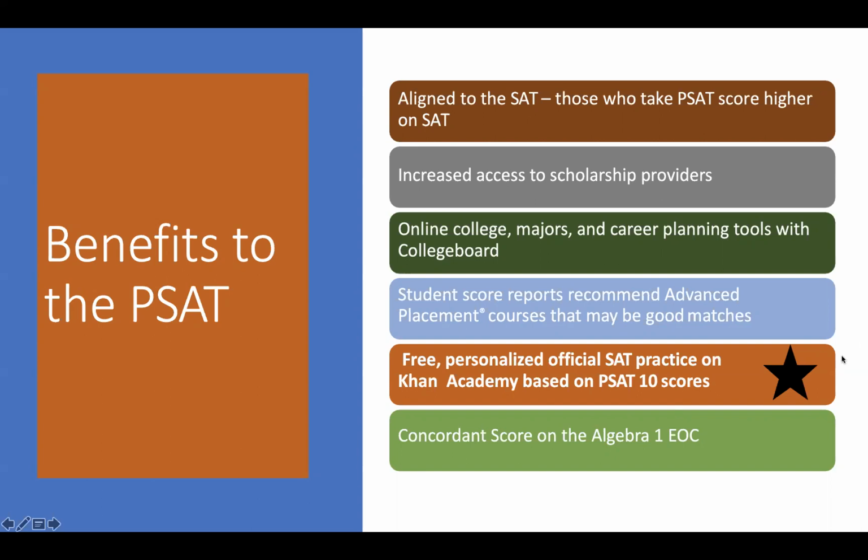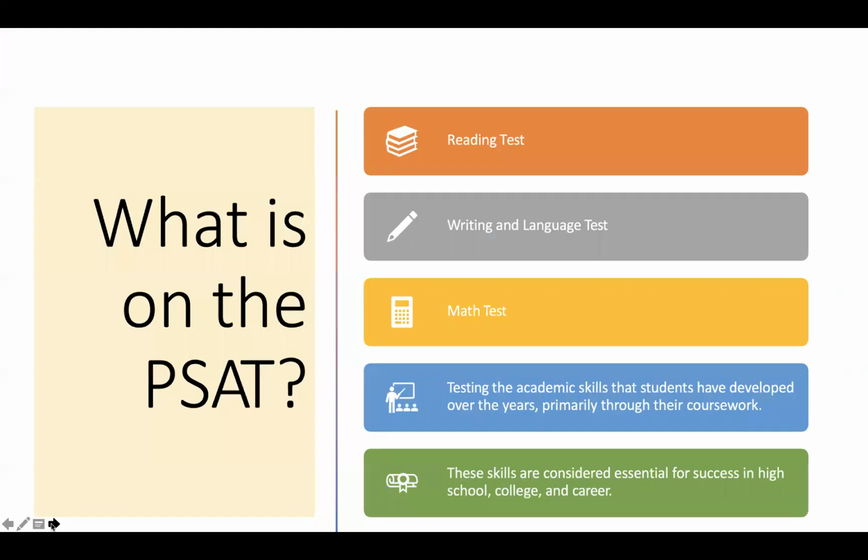Again, it gives you an increased chance for getting scholarships, and it can give you that concordance score on the Algebra 1 EOC. There's also some career planning tools on that website, and the PSAT is very helpful with that, so that you can use that test for a lot of things on the collegeboard.org website, especially if you're looking to see what career you might want to do.